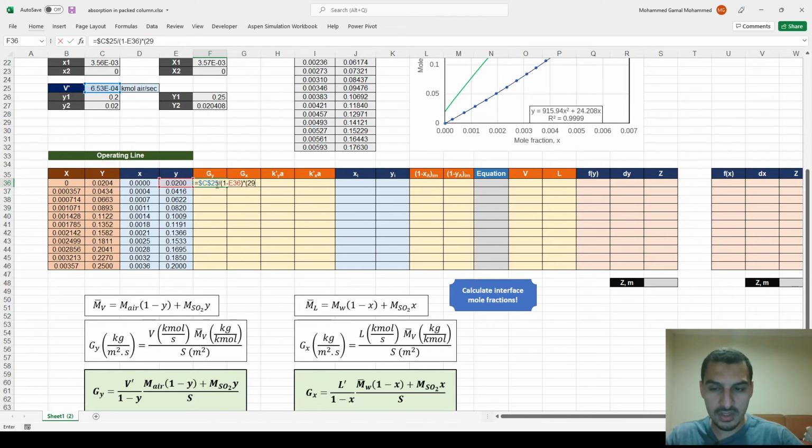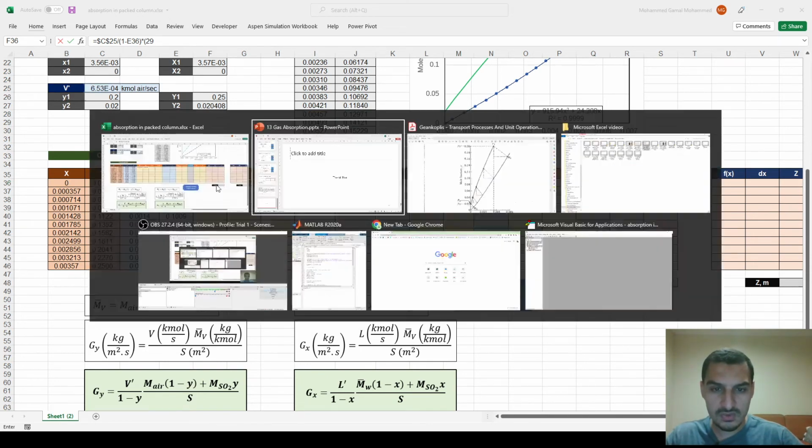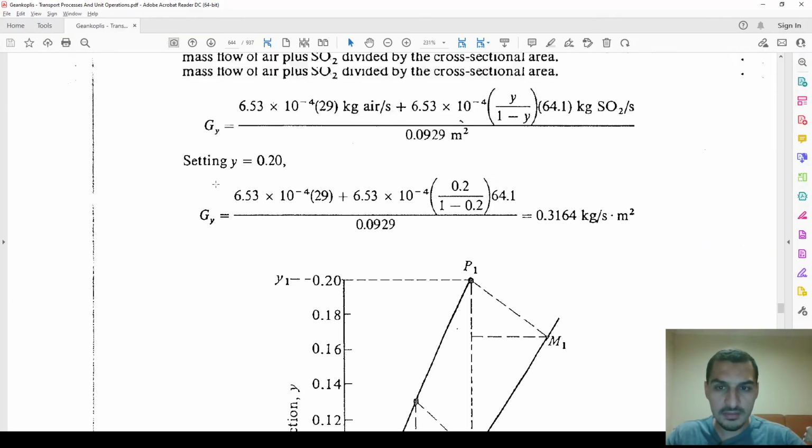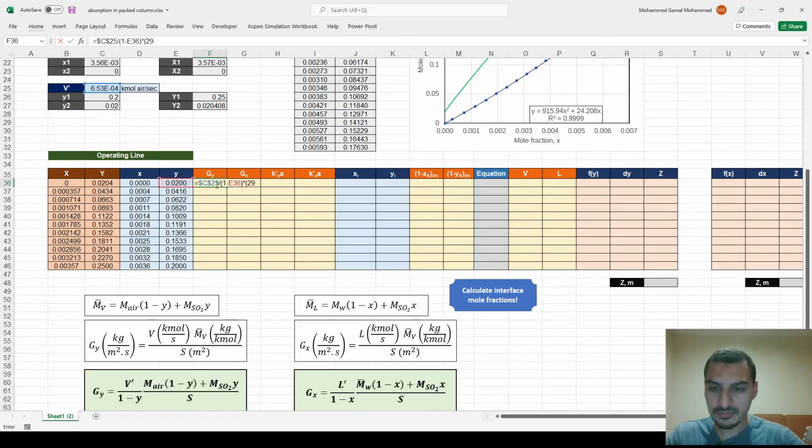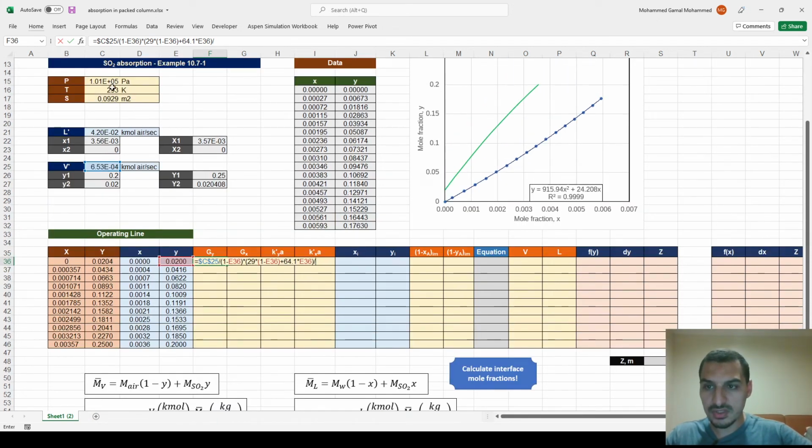He used 29 as the molecular weight of air. I think it was 29, if I'm not wrong. 29, right? And multiply by 1 minus Y plus the molecular weight of SO2. He used 64.1. I know it's 64, but I'm going to stick to what he says in the textbook. Multiply it by Y, and all this is divided by the cross-sectional area of the column, which is this, and click on F4. So I'm now good to go.